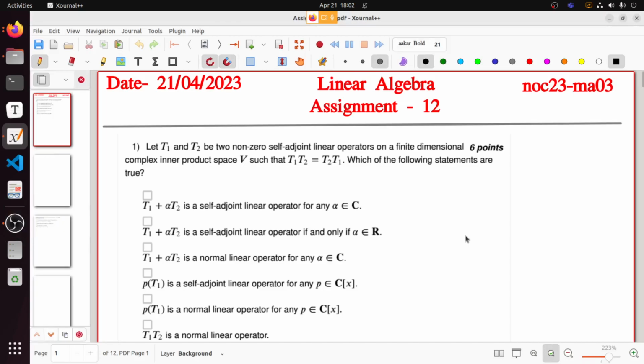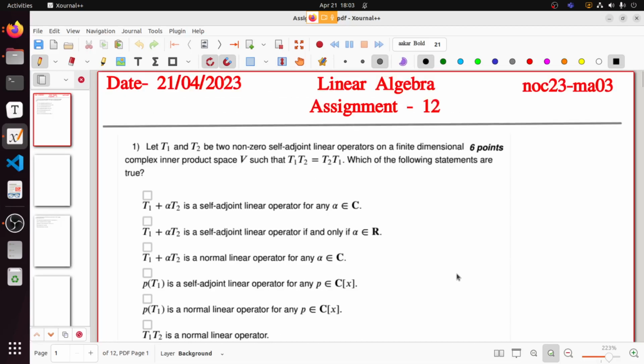Okay, so let's start. Today we'll solve assignment 12 for the course Linear Algebra NOC 23 MA 03. This is the last assignment of this course. Okay, what is the first question?